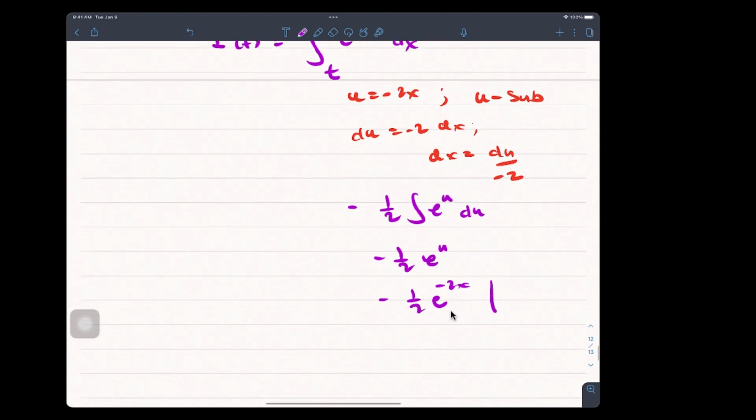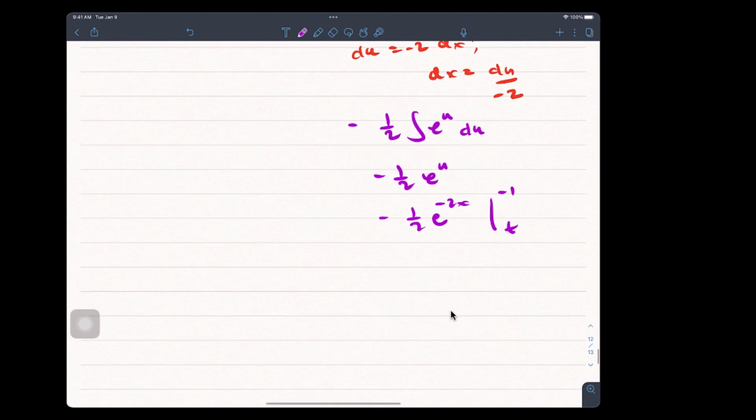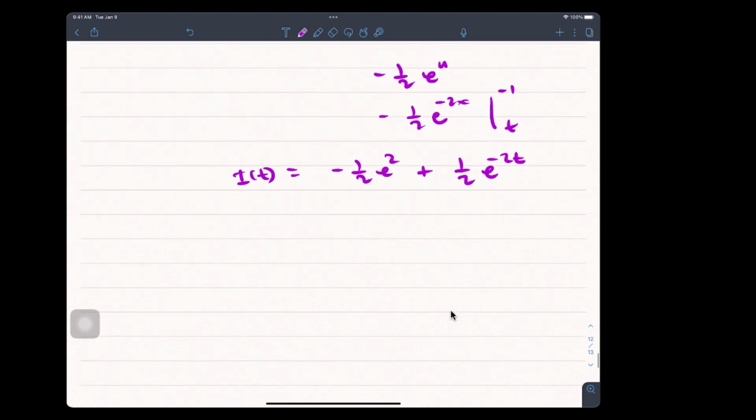We integrate from t to negative 1, which will be negative 1/2 e squared plus 1/2 e to the minus 2t. So double check this, ladies and gentlemen. My arithmetic is okay. I of t. Now, this means that the limit as t goes to minus infinity of 1/2 e to the minus 2t minus 1/2 e squared.